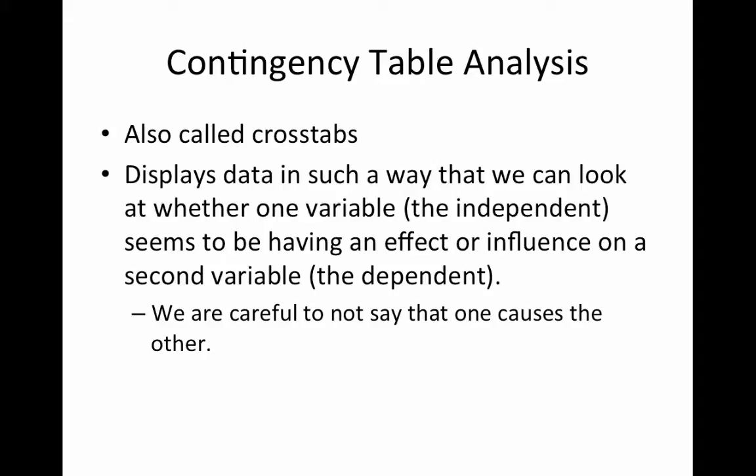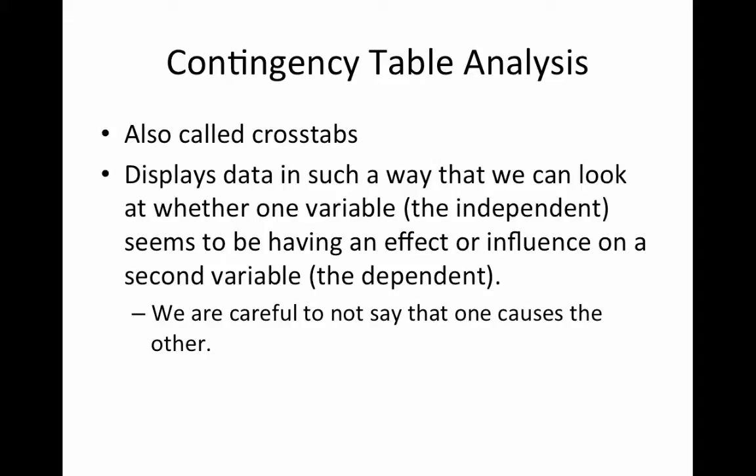Now we have to be really careful about using the word cause. We can't say that one variable causes the other variable unless we have a particular type of data. And so when we're just looking at data like from the General Social Survey or from one particular point in time, we're not talking about causation. We're talking about correlation or a relationship. So it's important to understand that there may be a relationship between two variables, but we don't ever use the word cause.